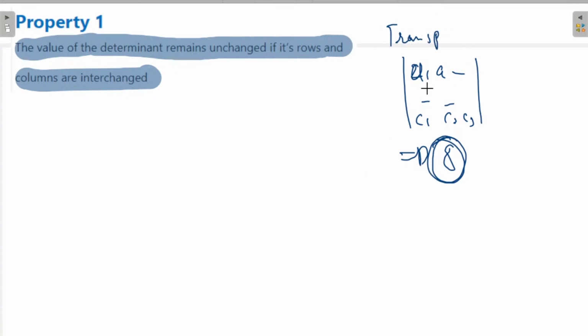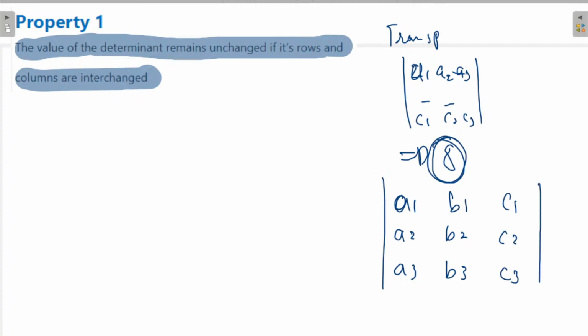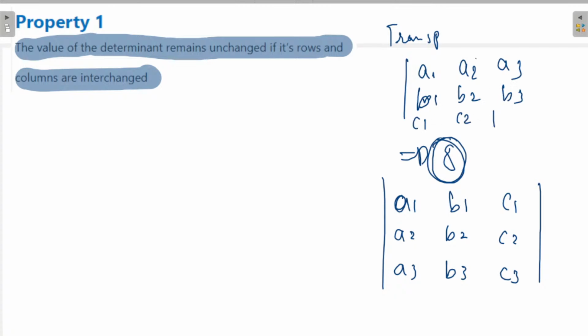So if I take the transpose, rows are interchanged with columns. This was A1, this was A2, this was A3. Now it comes under a column. See, A1, A2 and A3, B1, B2, B3. This becomes C1, C2 and C3. And this is the determinant we got. Now here, what was the determinant? Here the determinant was A1, A2, A3, here B1, B2, B3, C1, C2, C3. This was the determinant over here.